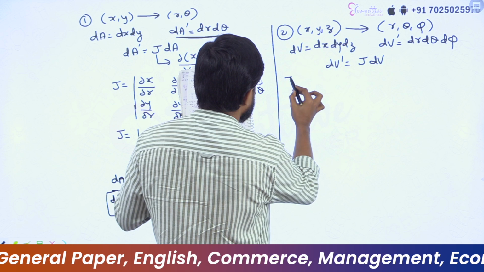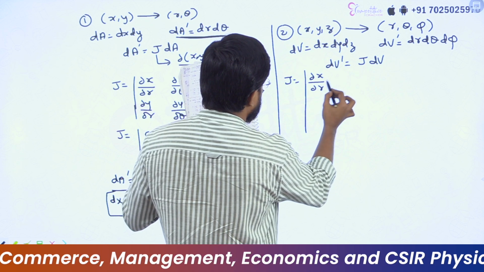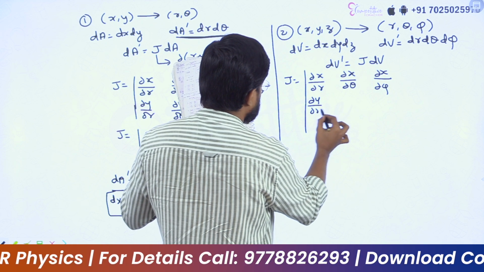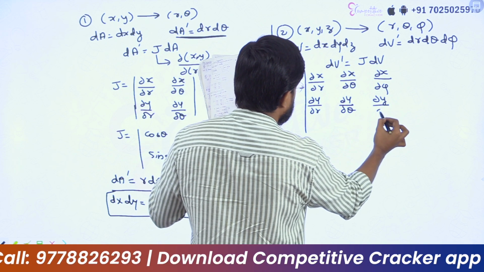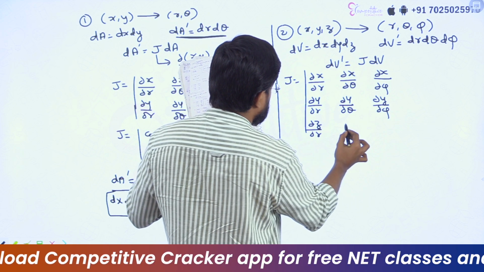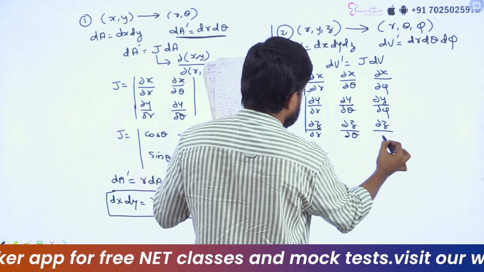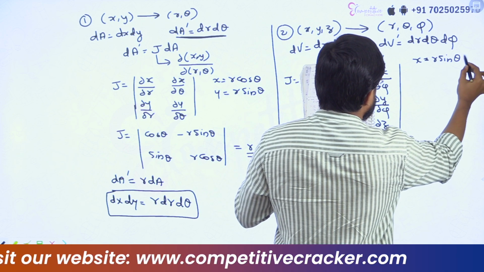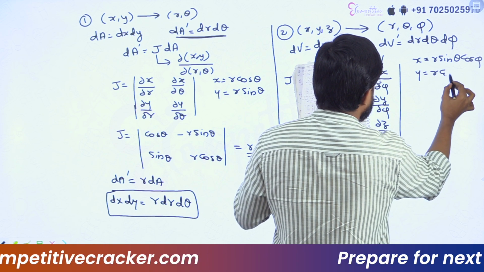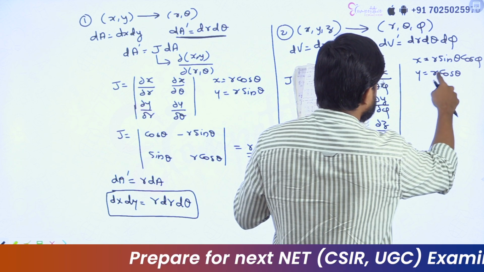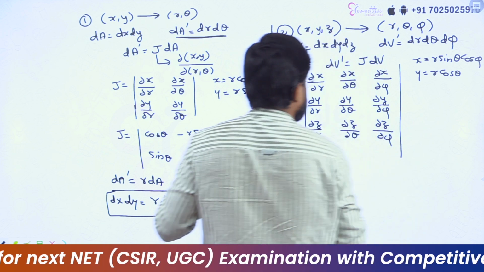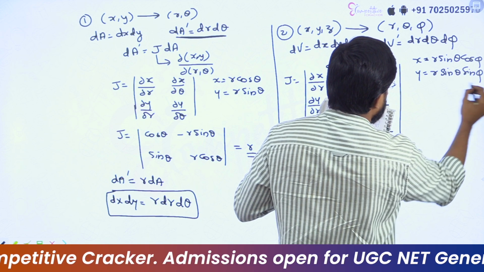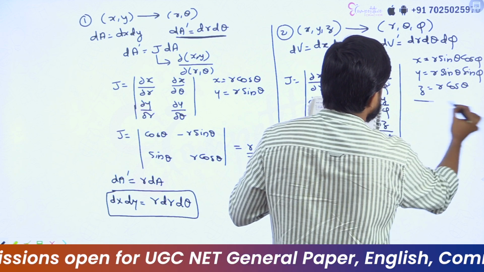And this J is the determinant of ∂x/∂r, ∂x/∂theta, ∂x/∂phi, and ∂y/∂r, ∂y/∂theta, ∂y/∂phi, and ∂z/∂r, ∂z/∂theta, and ∂z/∂phi. And we know x is equal to r sin theta cos phi, y is equal to r sin theta sin phi, and z is equal to r cos theta.